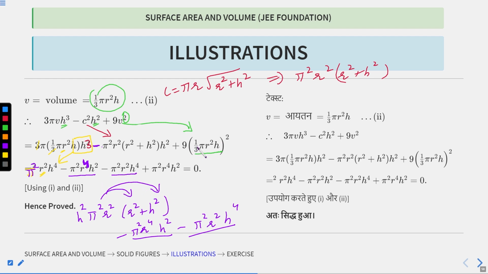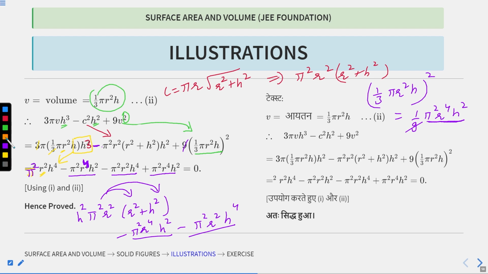And for this, if you open this bracket, the 1 upon 3 pi r square h whole square will give me 1 upon 9 pi square r power 4 h square. There is already a 9 here, so this 9 gets cancelled. So we are left with pi square r power 4 h square. I hope all terms are very clear to you.